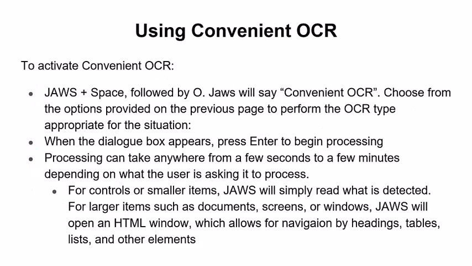Now we've talked about this briefly, but let's go a little bit more in depth on using the convenient OCR. To activate it, you're going to use JAWS plus space followed by O, and JAWS will say convenient OCR. And you can choose from one of the options on the previous page, or like I said, press the question mark. You can just pick an option here.